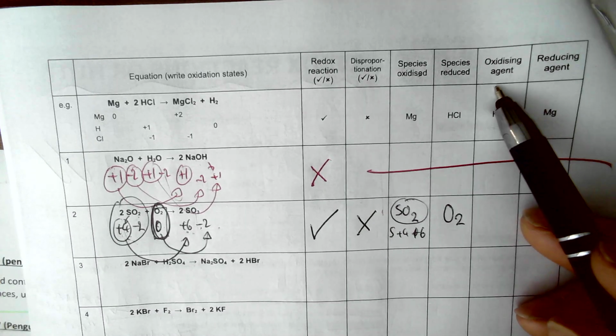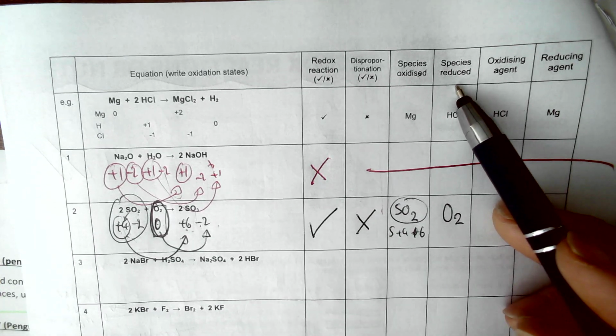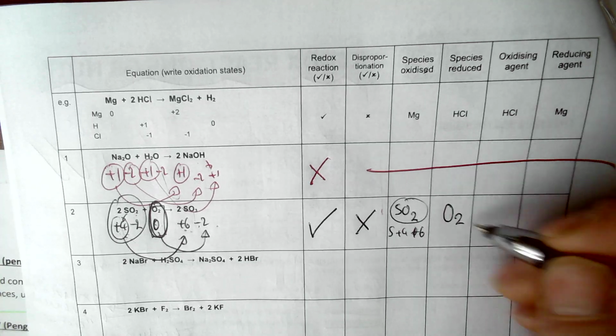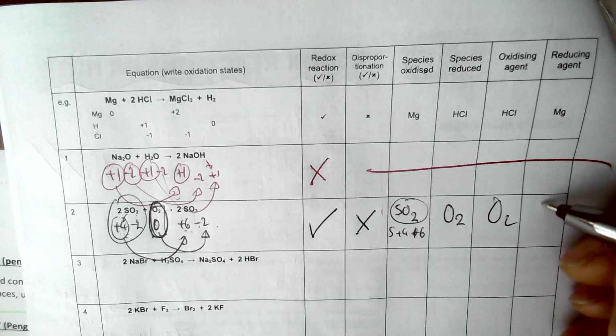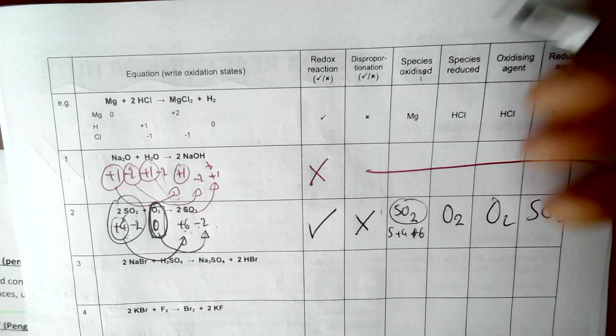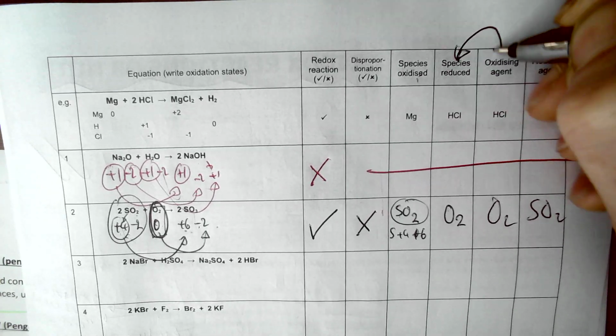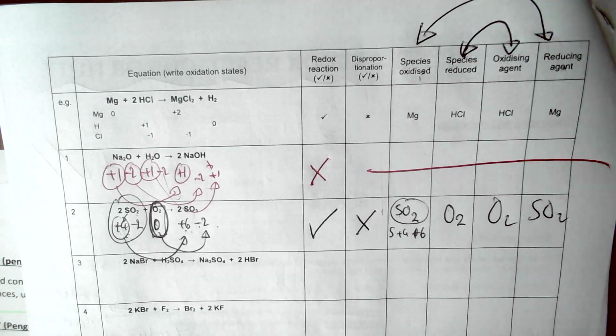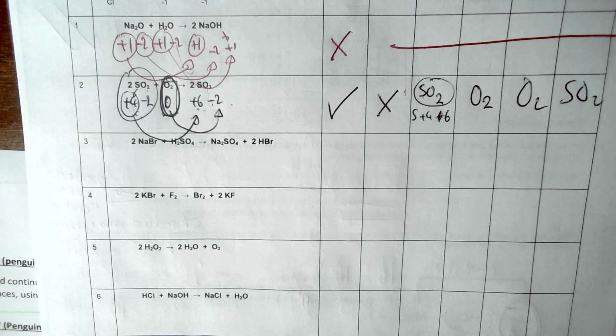The oxidizing agent is the thing that got reduced. That almost rhymed. So that's O2, O2, SO2, SO2. The reducing agent is the thing that got oxidized. By the way, that column's always that column, that column's always that column, I do believe.